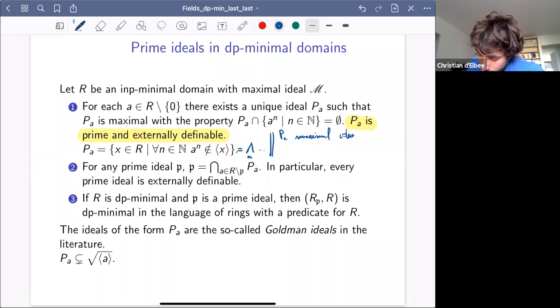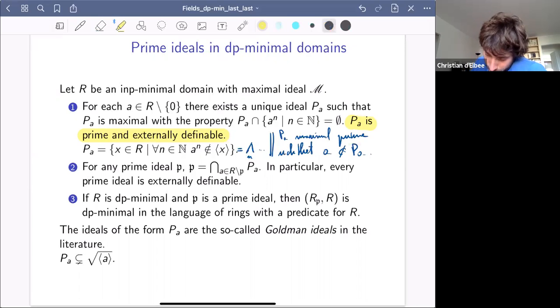And what we can say about PA a little bit more is that PA is the maximal prime ideal such that A doesn't belong to PA. And then a nice fact is that this kind of prime ideals are actually very, very useful, because every prime ideal is the intersection of such PA. And in particular, we have that every prime ideal is externally definable in a DP minimal domain.